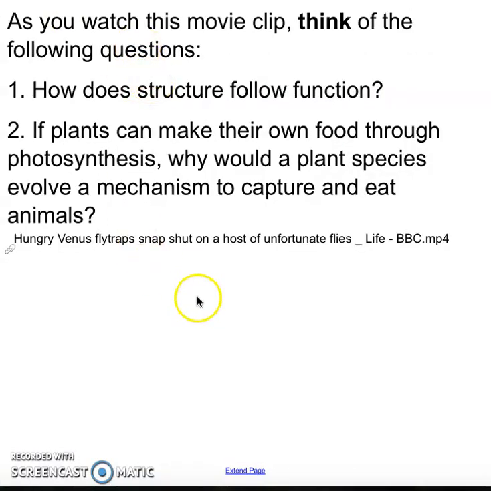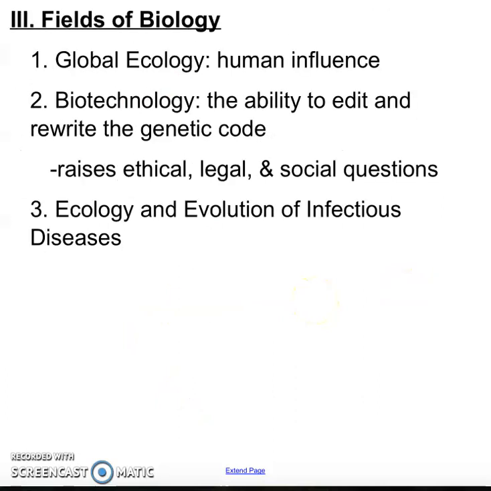All right, now I can't show this video because I know dang well that YouTube is going to shut me down because it's by the BBC. So in class, I will just pop up this video. But when we do watch it, how does structure follow function? And if plants can make their own food through photosynthesis, why would a plant species evolve a mechanism to capture and eat? So I think I'll put this as a note with a link, and then you can watch it and then answer that question.